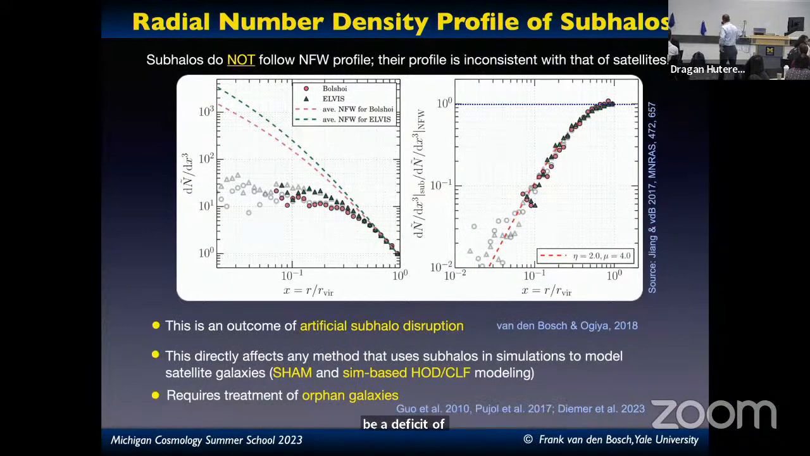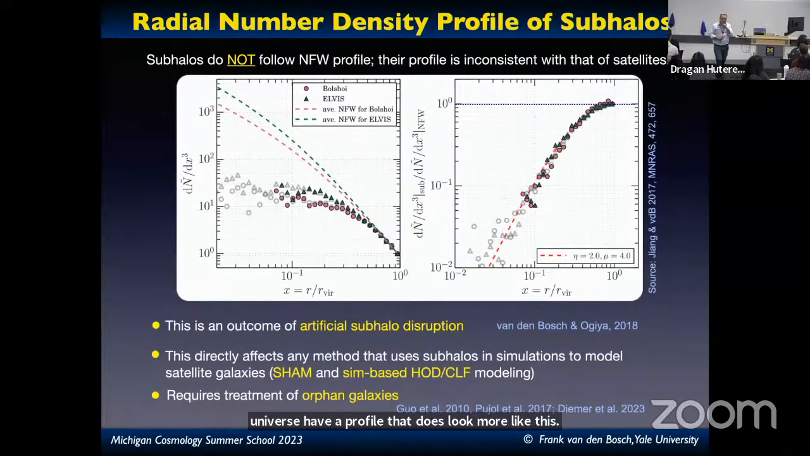Now, I've worked on this quite extensively, and I'm convinced that most of this is an outcome of artificial subhalo disruption. The simulations simply cannot resolve the dynamics properly, and these subhalos just are ripped apart, whereas they shouldn't be. If you had better resolution, they would survive, which might explain why the satellite galaxies in the real universe have a profile that does look more like this.